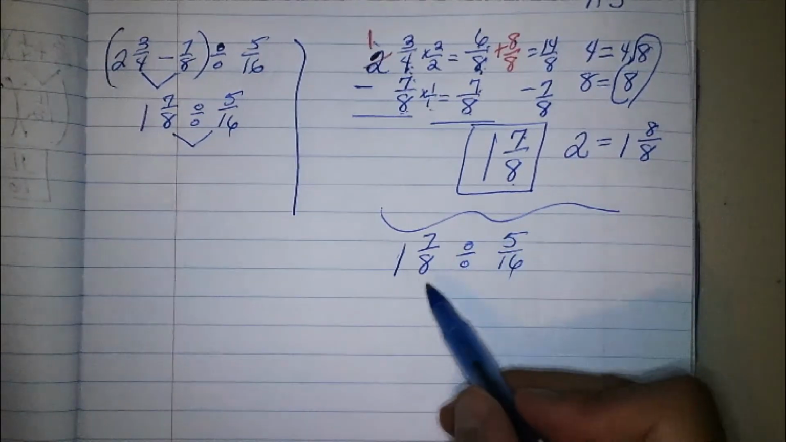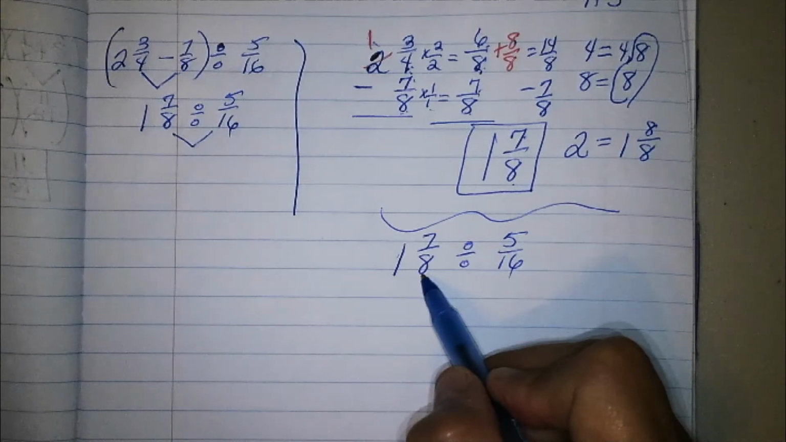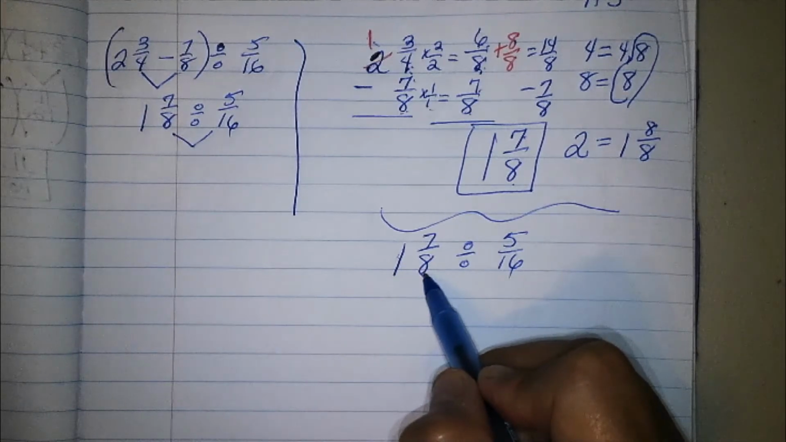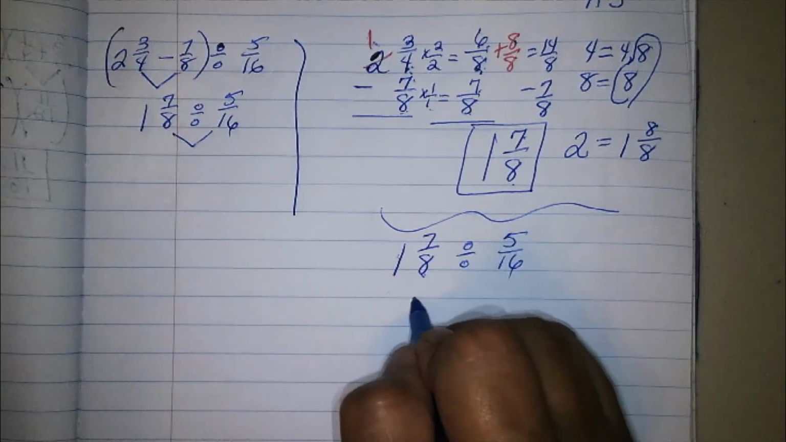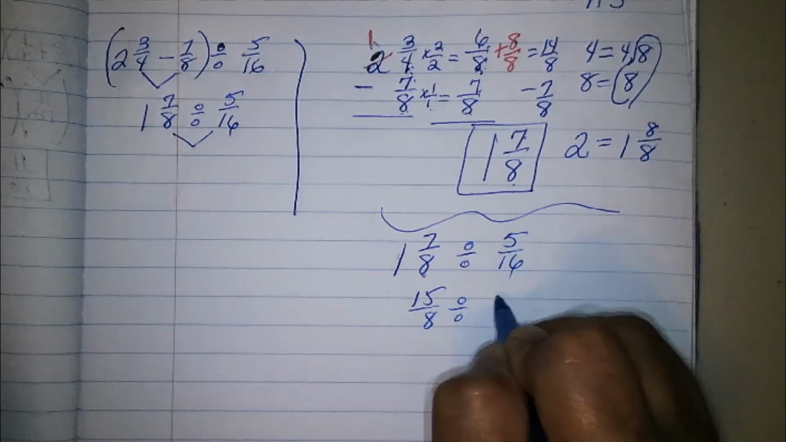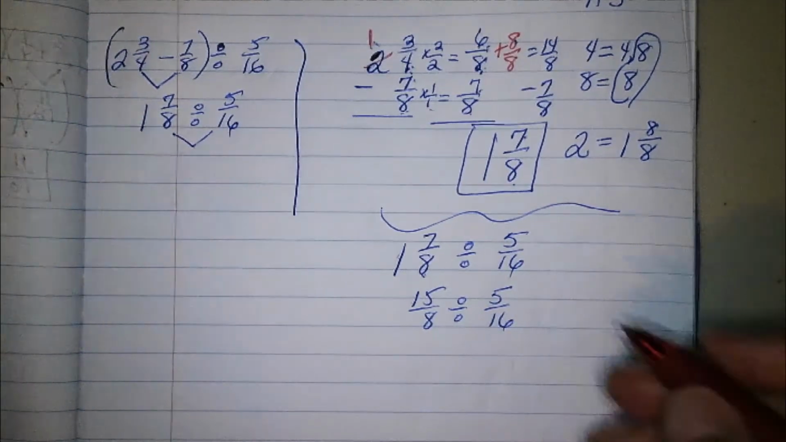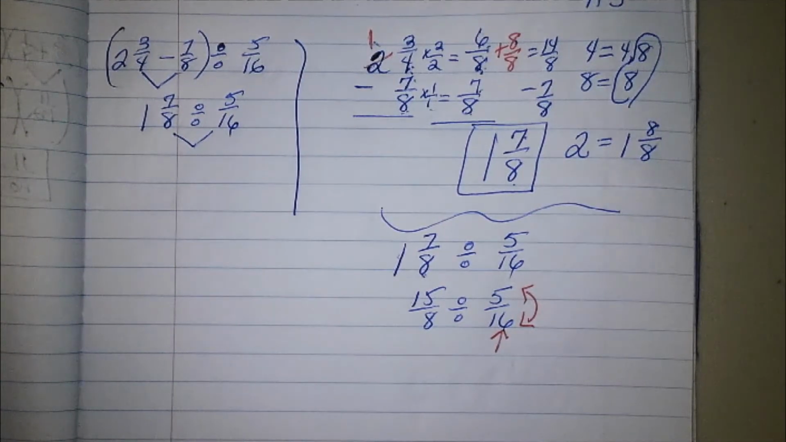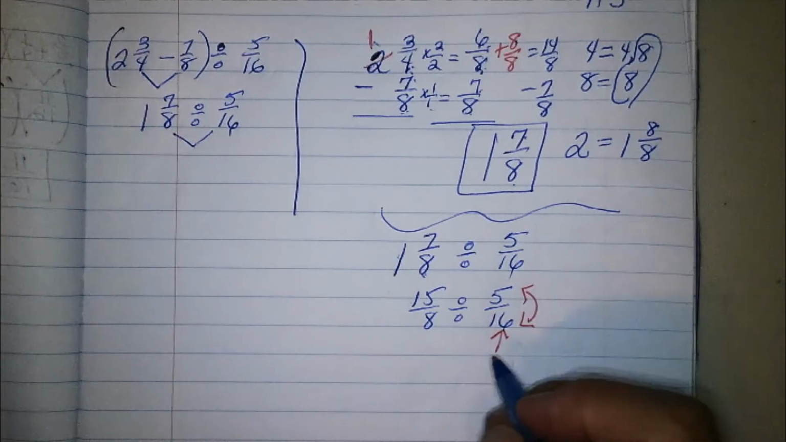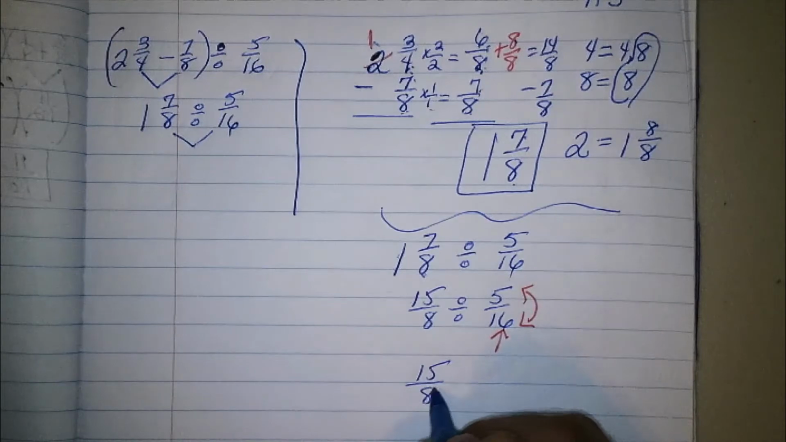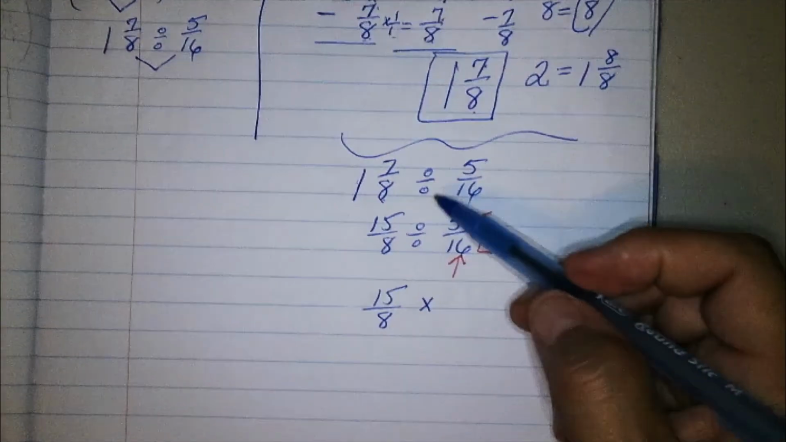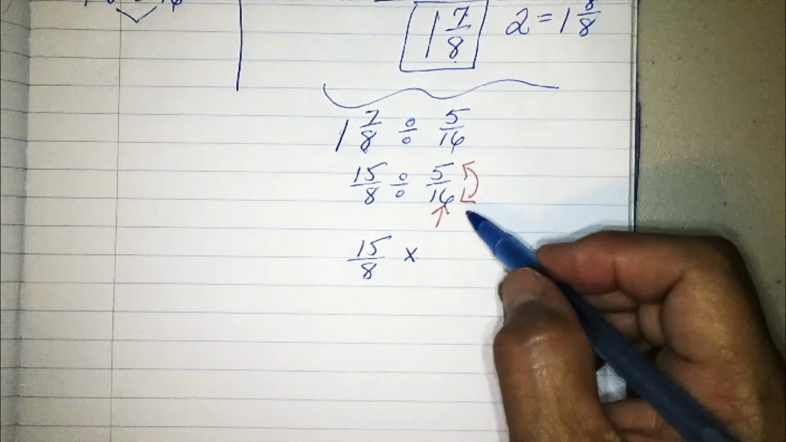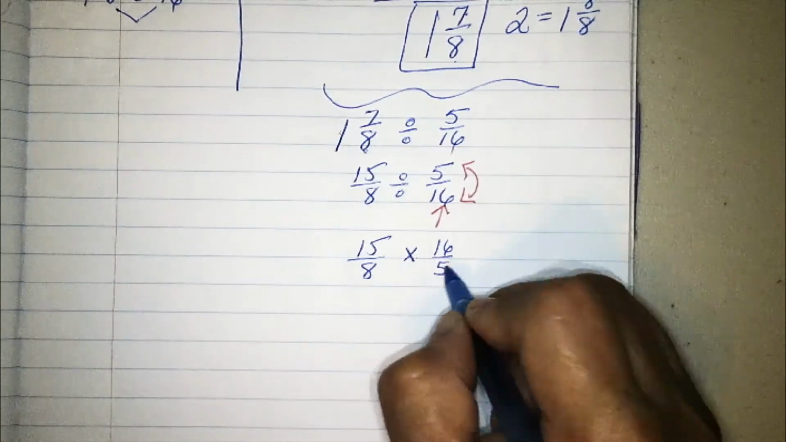In order to divide this mixed number, I'm going to have to convert it to an improper fraction. 1 times 8 is 8 plus the 7 on top, divided by 5/16. Then we are going to take the reciprocal of the fraction on the right. So let's go ahead and copy it over as 15/8 times. Notice that my division becomes a multiplication problem, and that leaves me 16/5.